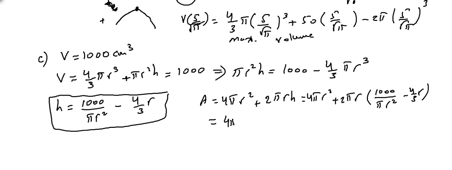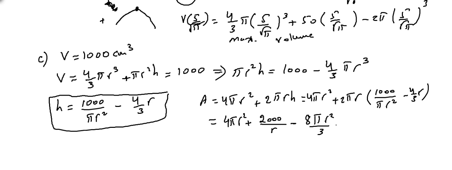4 pi r squared, plus 2 pi r times 1000 over pi r squared, pi cancels, r cancels. So what we have is 2000 over r, 2000 over radius, minus 2 times 4, which is 8 pi. We have pi, r times r, it's r squared, divided by 3. 8 pi r squared divided by 3.